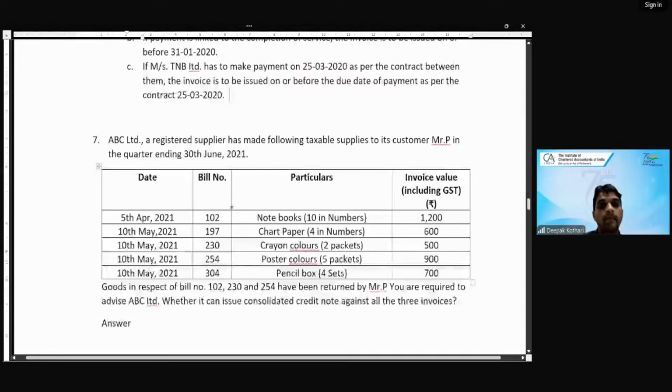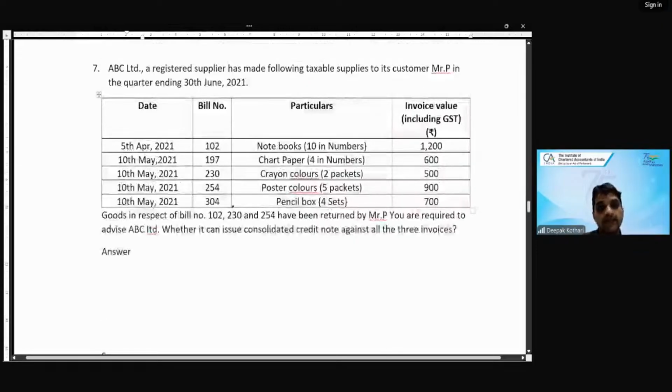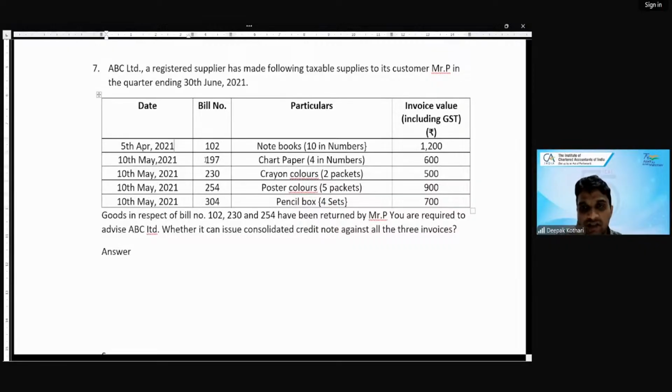ABC Limited, a registered supplier, has made the following taxable supplies to its customer, Mr. P, in the quarter ending 30th June 2021. These are the particulars. He has made the following supplies.